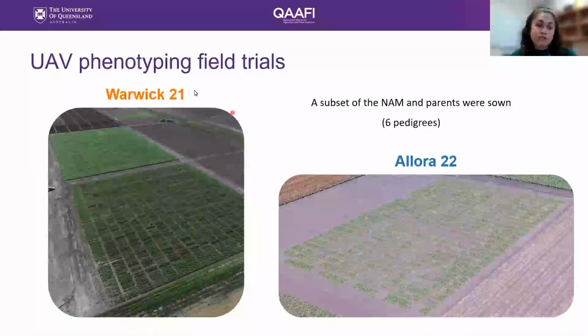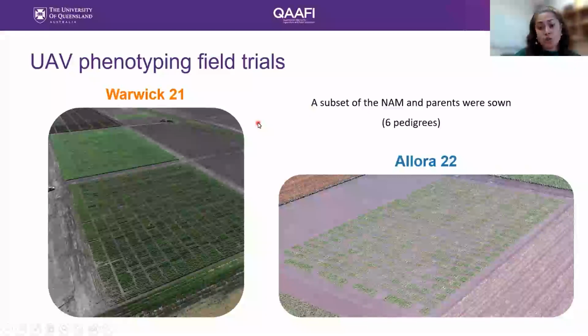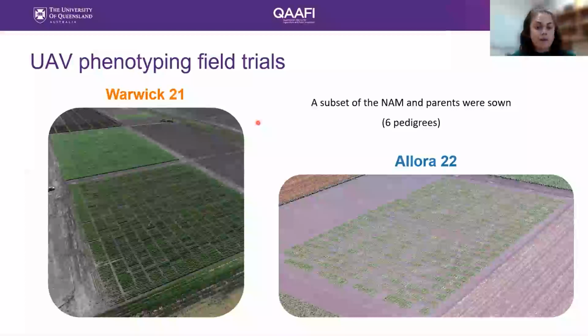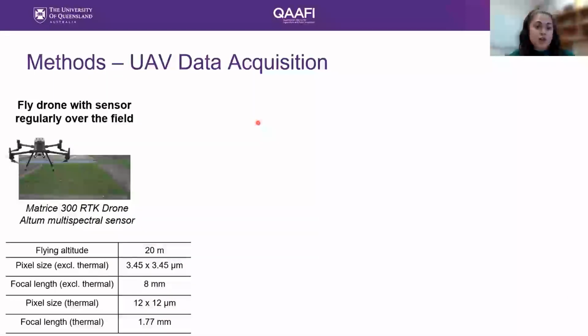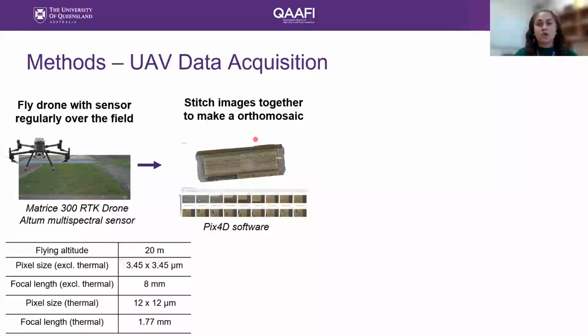So I looked at data from 2 field trials, one in Warwick in 2021 and one in Allora in 2022. These trials had a subset of the NAM population sown, so 6 pedigrees, as well as the NAM parents. The way we acquired the UAV data is we flew our drone, which had a sensor on board, across the field regularly throughout the season. The drone flies slowly across the field and takes individual images as it's flying across. We then stitch these individual images together to create an orthomosaic, which is essentially just a large image of the field.